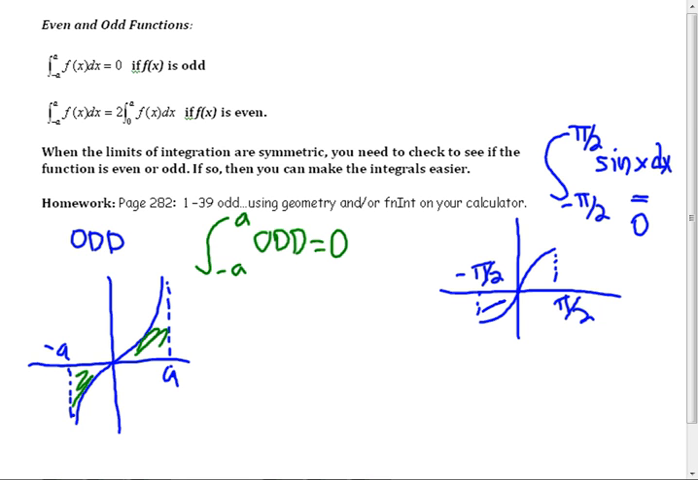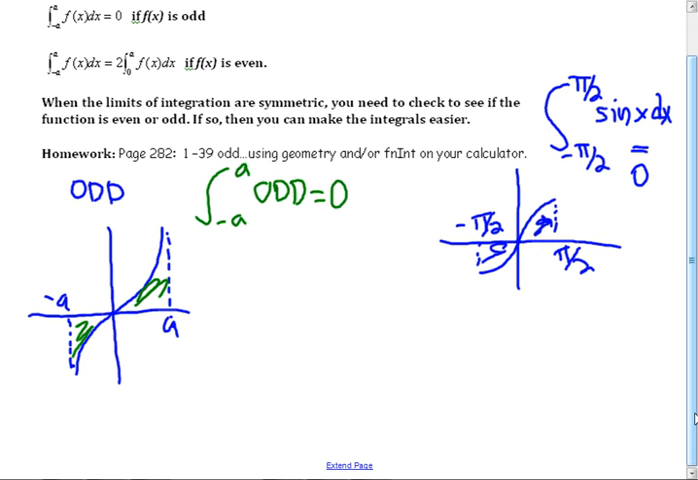Because these pieces cancel each other out. Now, that's not to say the real area is 0. It's not. Now, you remember how you know if you have an odd function? That f of minus x? Yeah. I like the odd ones. The even ones are okay, but they're not nearly as easy as the odd ones.